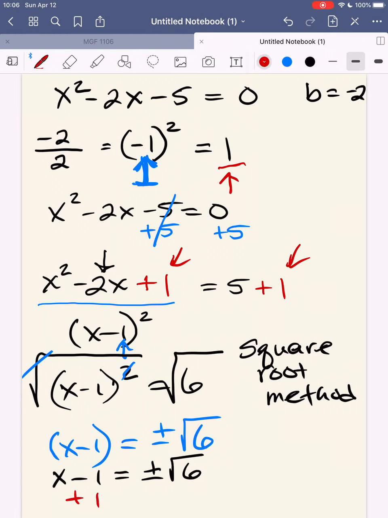I'm going to add 1 to both sides, and that cancels out. So x is equal to 1 plus or minus the square root of 6, and that's all there is to it. Since 6 is not a perfect square, I'm either going to add the square root of 6 to 1, or subtract the square root of 6 from 1 to get my two answers. You can leave it in this format, or you can write them out separately as 1 plus the square root of 6 and 1 minus the square root of 6.